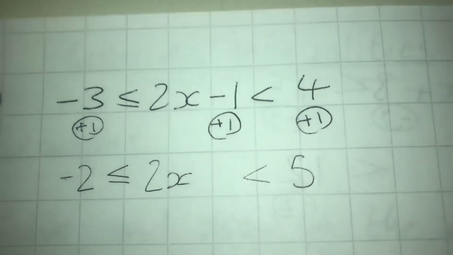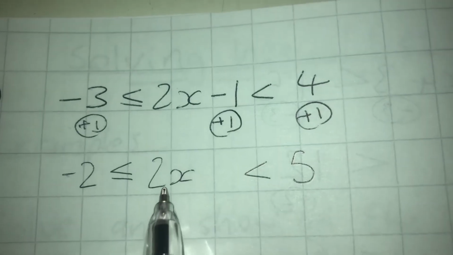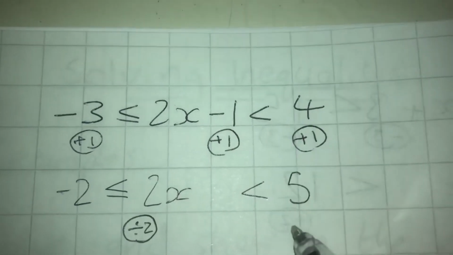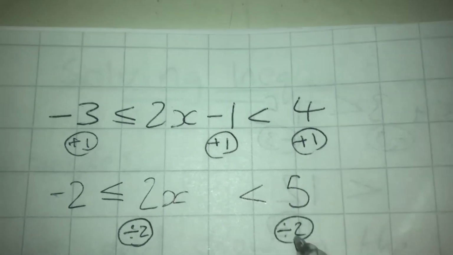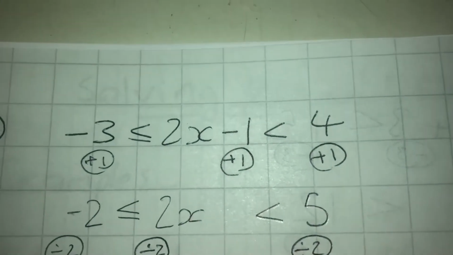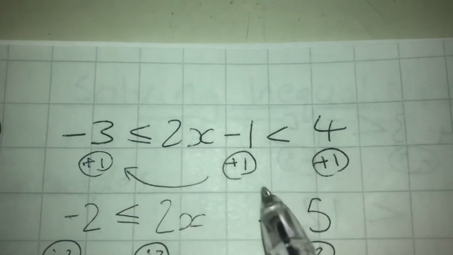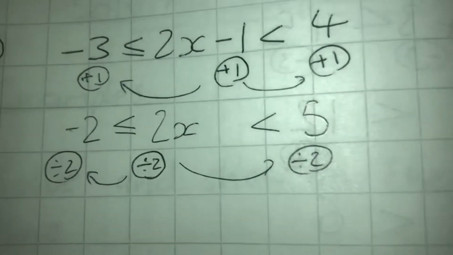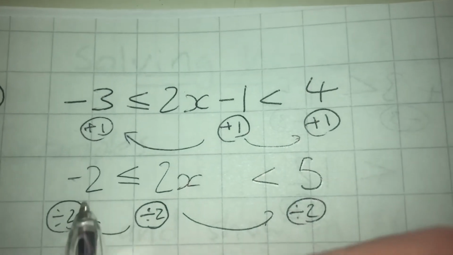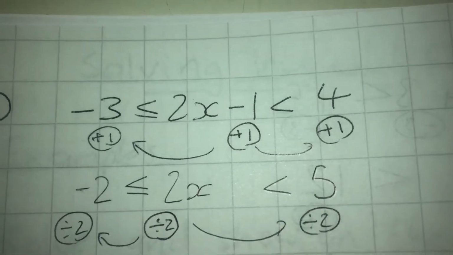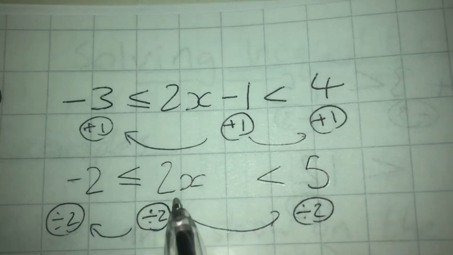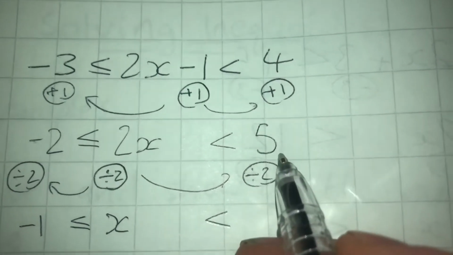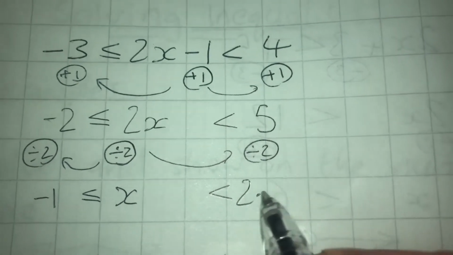And then the last thing I need to do is I need to get rid of this 2 in the middle. So because this 2 is multiplying with the x, I simply divide by 2. But again, I have to make sure I divide by 2 over here and divide by 2 over here as well. So whatever I'm doing to the middle, I do to either side of the inequalities as well. Alright, so minus 2 divided by 2 is minus 1, less than or equal to 2x divided by 2 is 1x, which is just x, less than 5 divided by 2, which is 2.5.